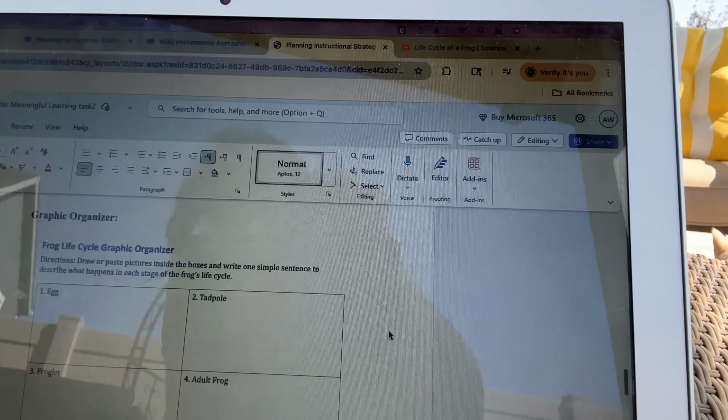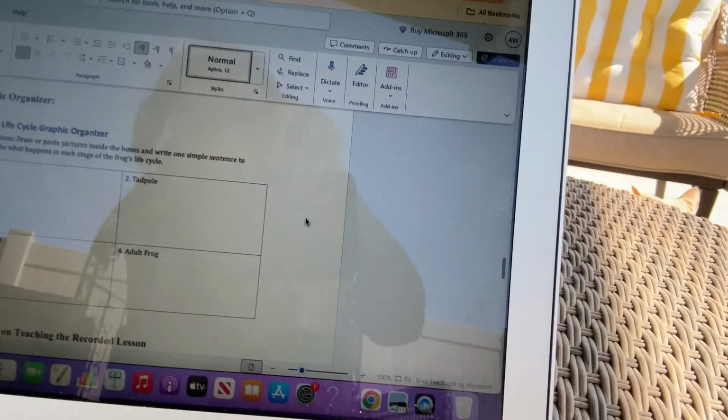And for advanced learners, I would have them compare the frog life cycle to a butterfly or another animal, and then have them create a mini life cycle book. My citation is for the Idaho State Department of Education's website. And then I also included a graphic organizer, which looks like this, for a worksheet. And then yeah, my reflections are also on there.